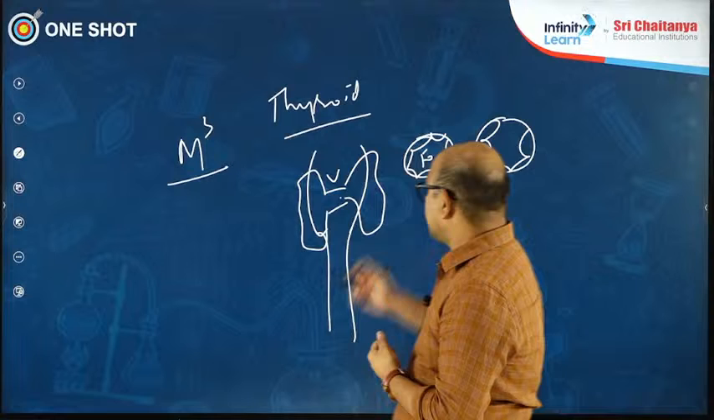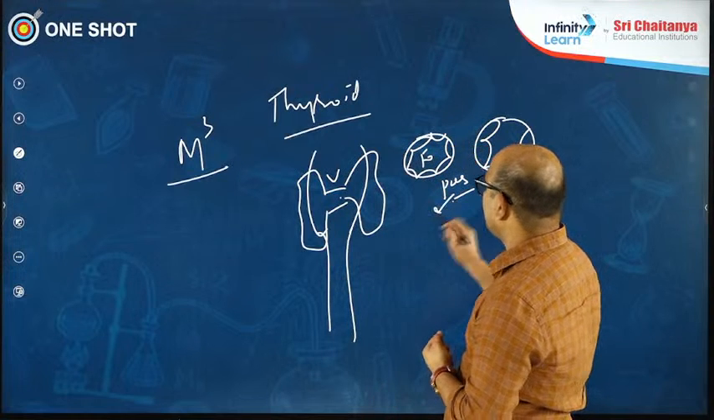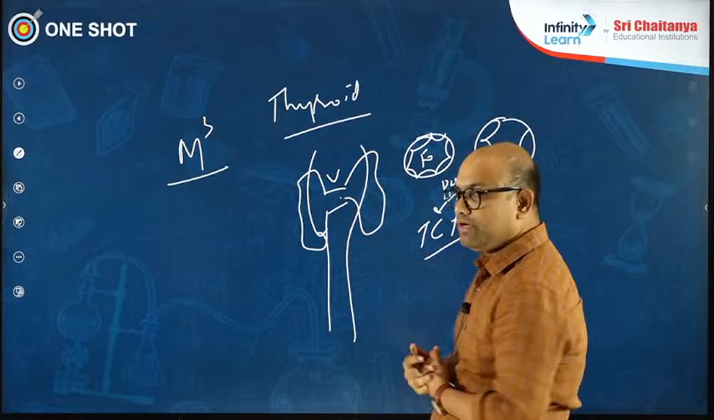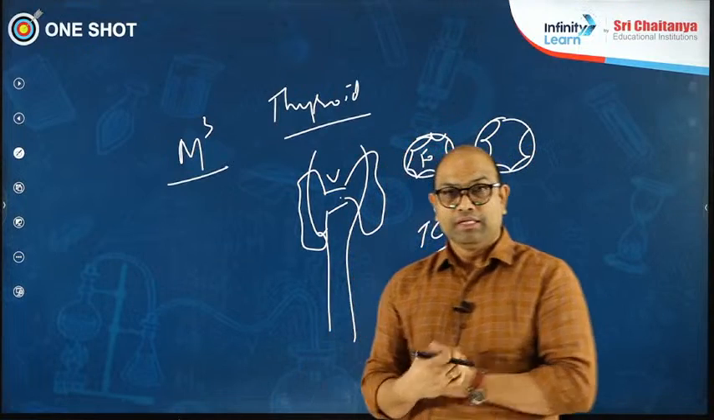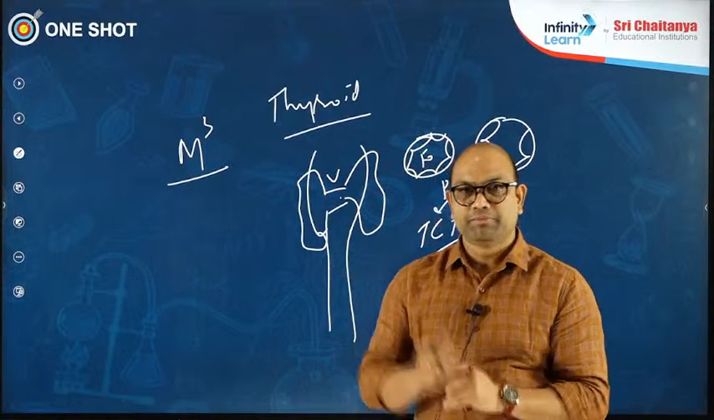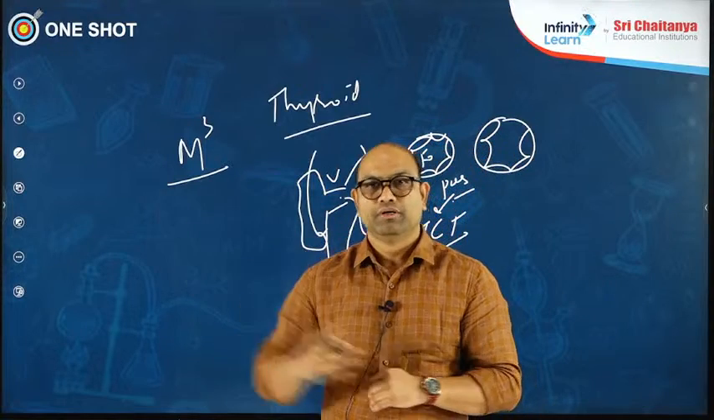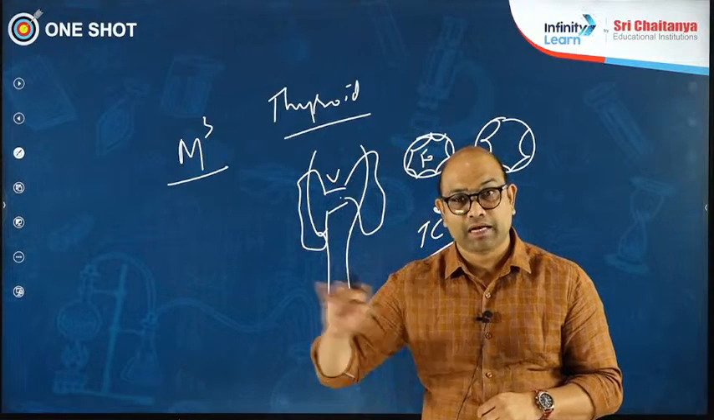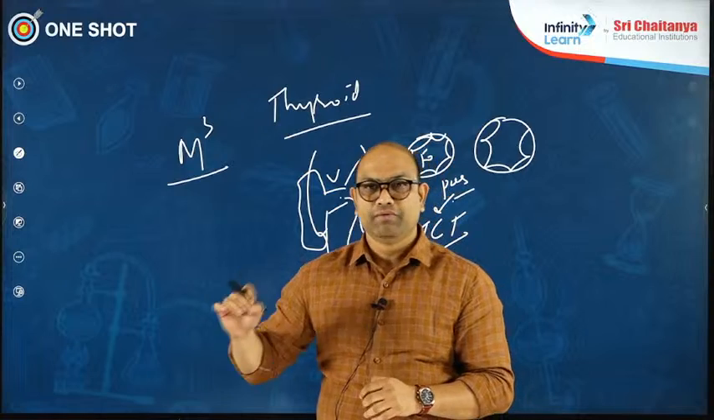Next, let's talk about parafollicular cells. Parafollicular cells secrete a hormone called TCT, thyrocalcitonin, which is a protein hormone. Thyrocalcitonin's main function is it decreases the blood calcium levels by moving the calcium from blood to the bone. When calcium gets into the bone and deposits there, you can call it mineralization. So, TCT is involved in mineralization.